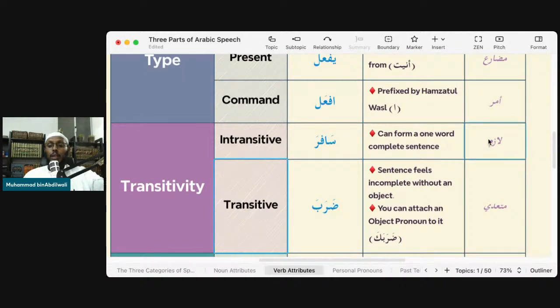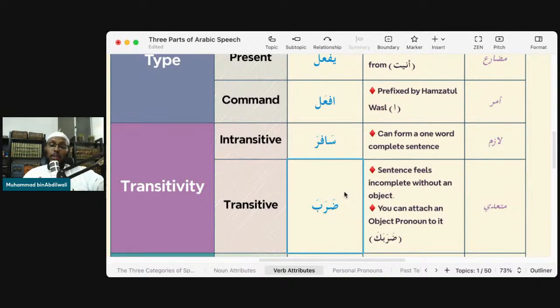If it doesn't affect someone else and it's just something that you do by yourself and it doesn't necessarily affect anyone else or anything else, it's called fi'l lazim, intransitive. Why is that important? Because when it comes to the sentence, those verbs that affect something else, that need an object, if you don't mention it, then your sentence is incomplete.